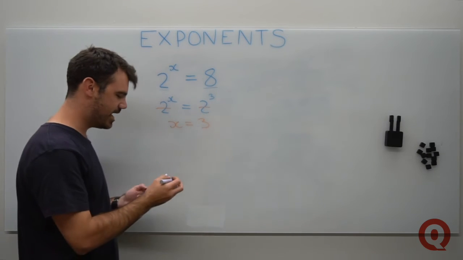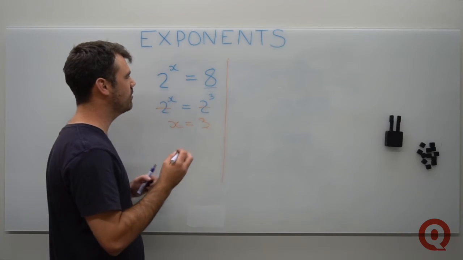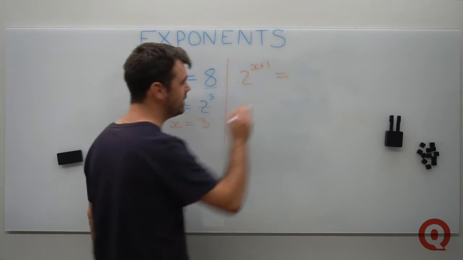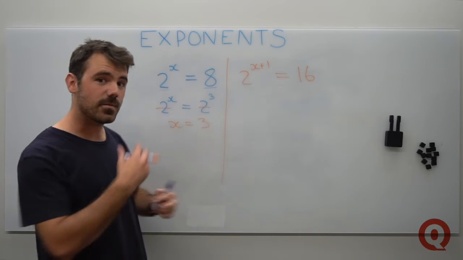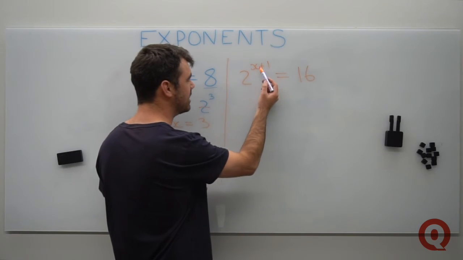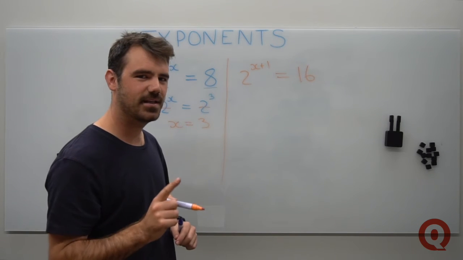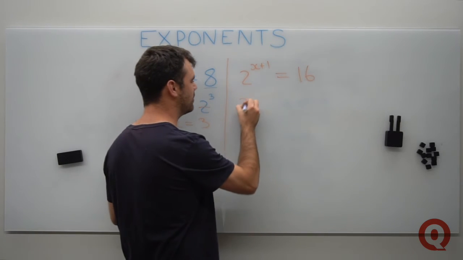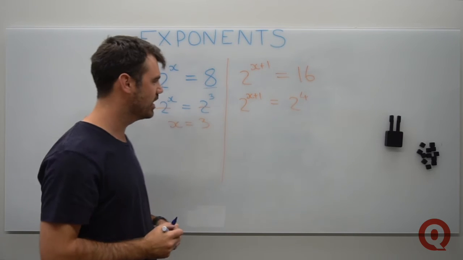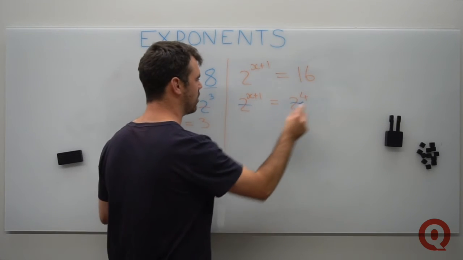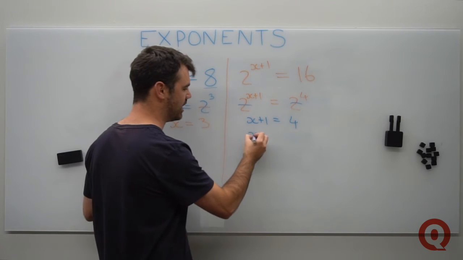That's the first one. The next one I want to do is, what if we have 2 to the power of x plus 1 is equal to 16? We're trying to access this x, but we can't if this base is 2 and that base is 16. Can the 16 be written as a 2? It can: 2 to the power of 4. So now I have 2 to the power of x plus 1 is equal to 2 to the power of 4. My bases are the same, so I can drop them, and I've got x plus 1 is equal to 4.